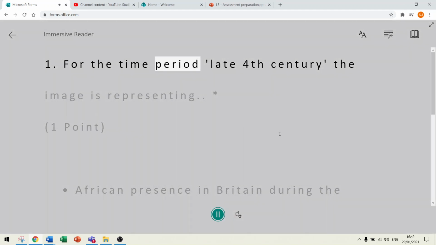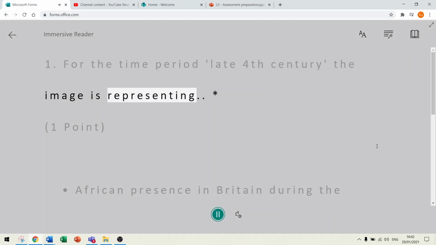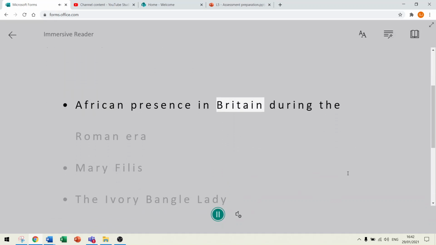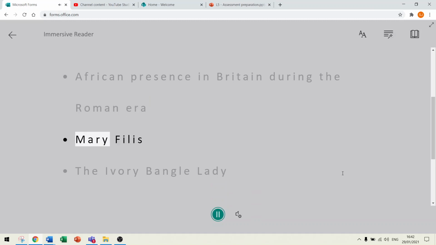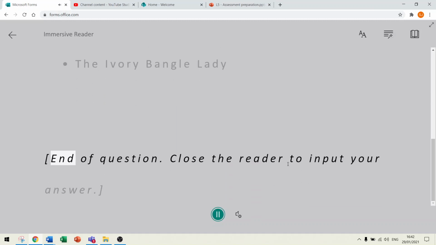1. For the time period late 4th century, the image is representing 1 point. African presence in Britain during the Roman era. Mary Phyllis. The Ivory Bangle Lady. End of question. Close the reader to input your answer.